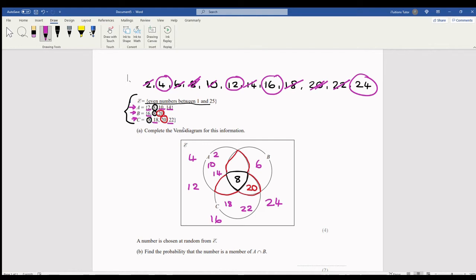And this completes our Venn diagram. It's worth 4 marks.